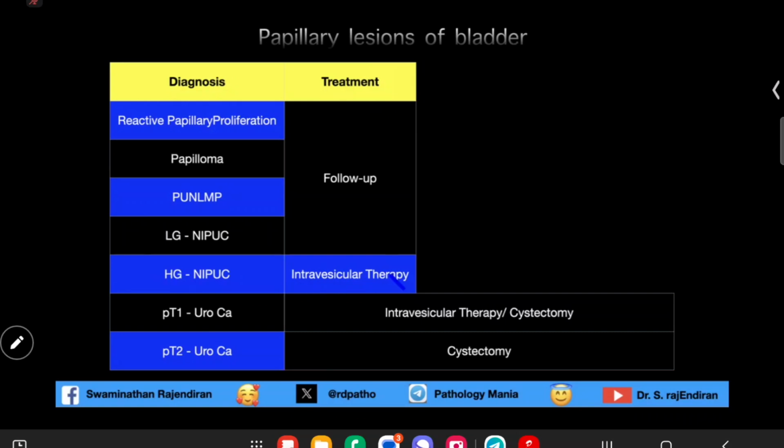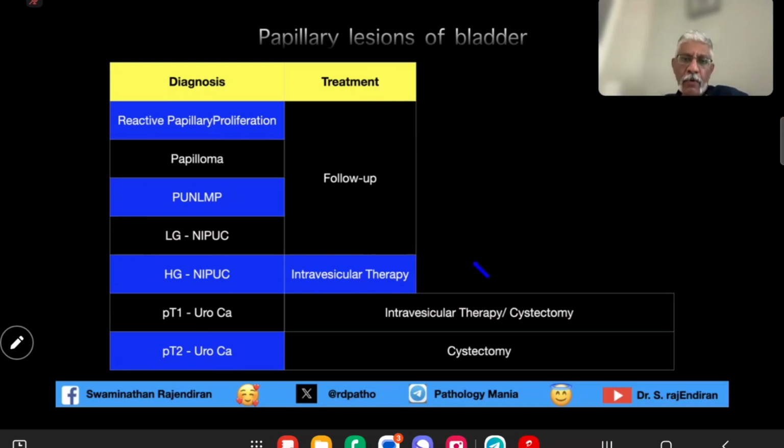Intravesicular bleomycin or intravesicular BCG. pT1a or pT1, when there is urothelial carcinoma invasion in the lamina propria, it's either intravesicular therapy or cystectomy, depending upon the other findings. And pT2, definitely cystectomy.